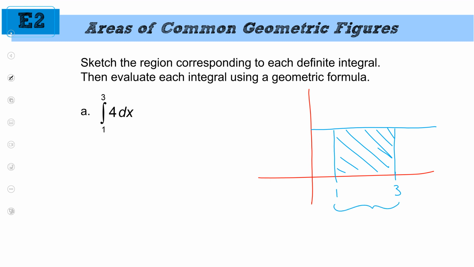How far is this? 2. How tall is this? 4. What shape is that? Rectangle. Area of a rectangle, base times height. 4 times 2, 8. Done. That's where I was talking about using geometry.